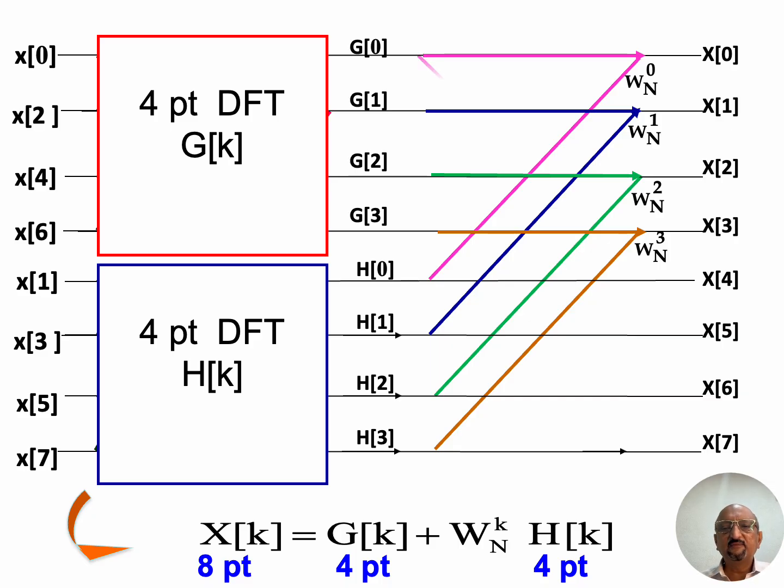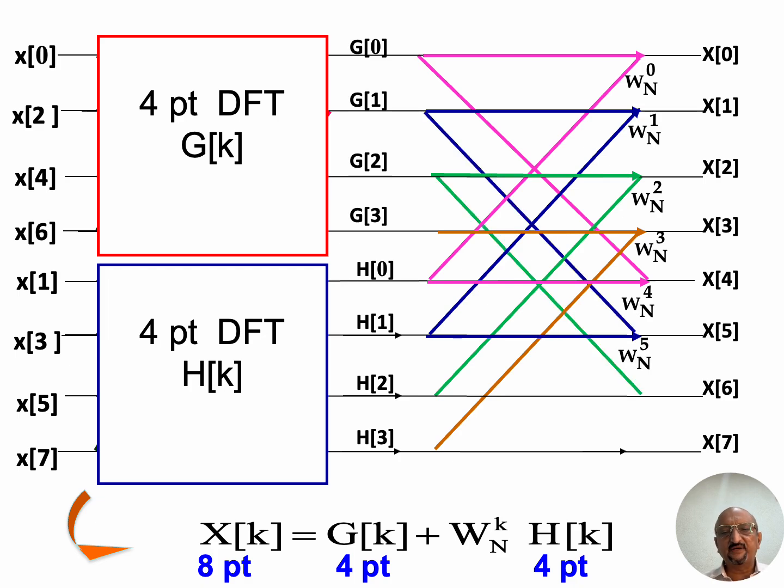Now, to find k equal to 4, G of 4 is not there, so we will take G of 0. If you take G of 0, you have to take H of 0, multiplied by W_N raised to 4. H of k terms are always multiplied by the W_N term. So G of 1 plus H of 1 multiplied by W_N raised to 5. And this way, each time we have to just keep on adding the terms and get this X of k.